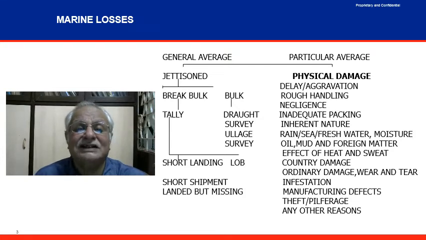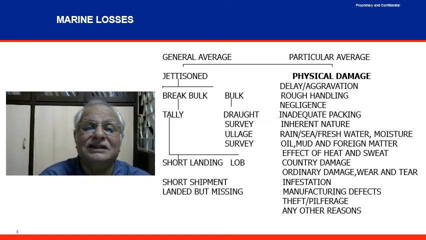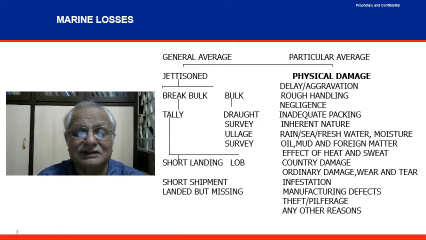Now coming to the physical damages, there are different types of damages. The damages attributable to delay and aggravation. Now, the losses attributed to the delay, whatever the reason, even if the delay is caused by perils insured against, the losses attributable to the delay are not covered under the policy. Rough handling damages are covered. People are using hooks. They are not taking proper care. The forklifts are not taking proper care of the cargo. Forklifts are damaging the cargo. Forklifts are damaging the newsprint reels. Forklifts are damaging the boxes, reels, coils. So these are rough handling, bad handling, which is not excluded from the scope of the policy.